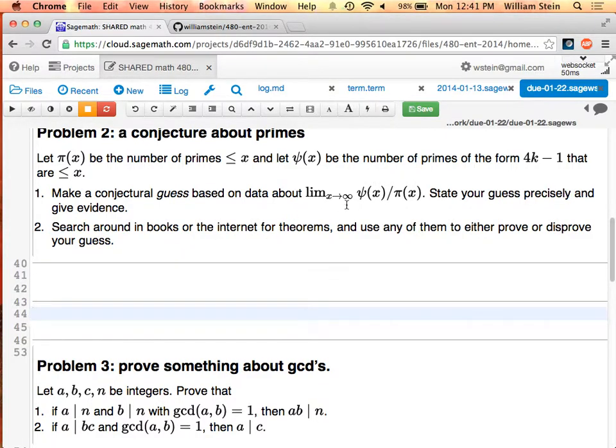For example, if you conjecture the limit is 0, and then you look up something online which says that psi of x is, I don't know, 2/3 of pi of x, then you'd say, oh, formally, if this statement's true, then my statement's completely wrong. That sort of thing. It's hard to imagine a very formal proof for this particular question, though.